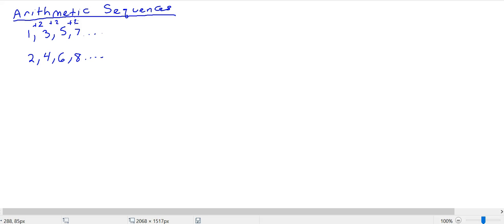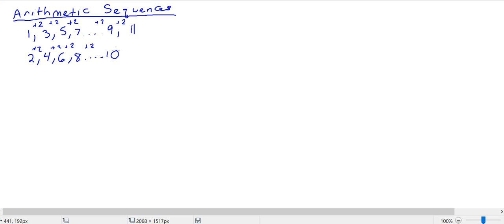So if we wanted to continue the sequence, we would just add 2. 7 plus 2 is 9, 9 plus 2 is 11. And the second sequence that I wrote, we're also adding 2, plus 2, plus 2, plus 2. If we wanted to continue, we would do 8 plus 2 is 10.